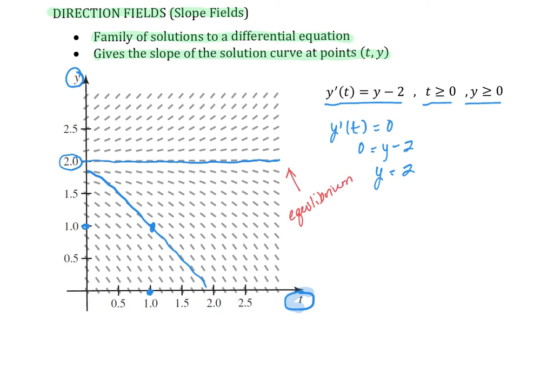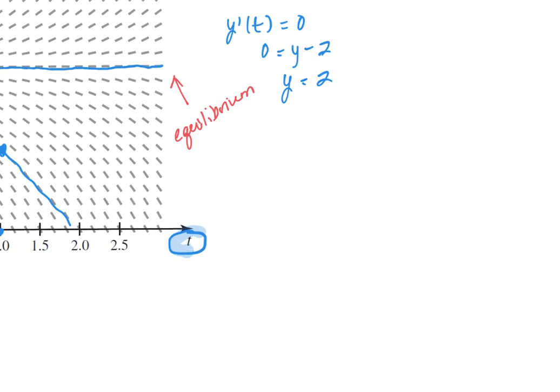So this solution is equilibrium. It happens where the derivative is equal to 0, and the solution that goes with that is y equal to 2. So think about that. It's the horizontal line y equal to 2. If we take the derivative of y equal to 2, we get a derivative of 0 because it's a constant function. And that's important because our equilibrium solutions are also called constant solutions. So y equal to 2 is an equilibrium solution, also called a constant solution, because the solution is a constant function.